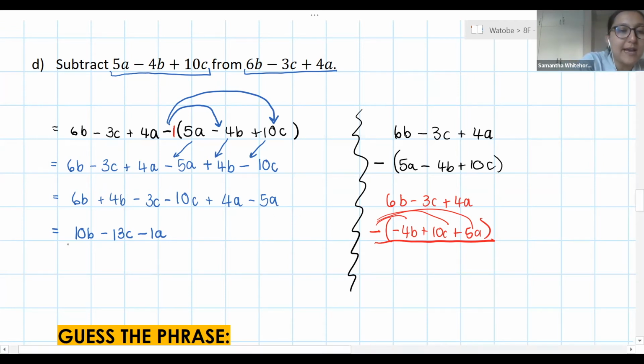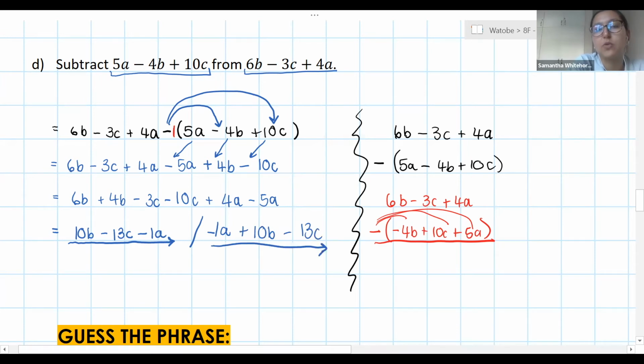Now, it is absolutely fine for you to leave your answer like this. If you are someone who likes to put things in alphabetical order, you could write this as -a or -1a. You don't have to write the 1 here, but you can. Plus 10b minus 13c. All this is putting it in alphabetical order, A, B, C. Generally, we put things in alphabetical order, but you don't have to.